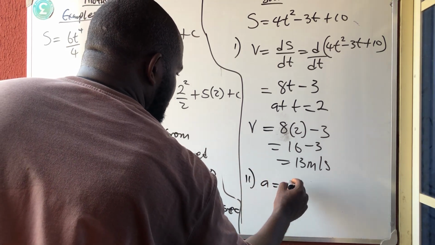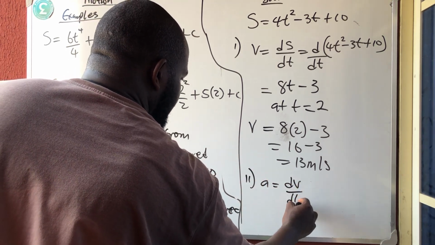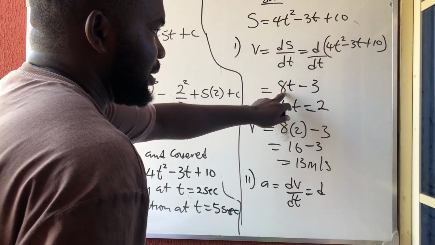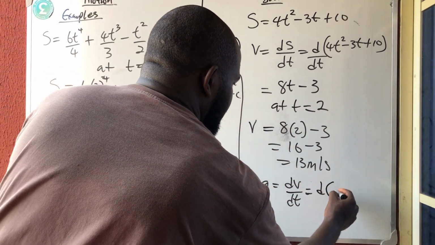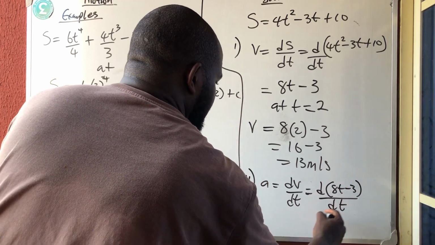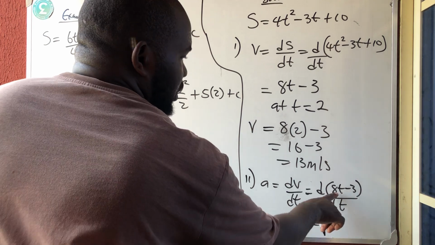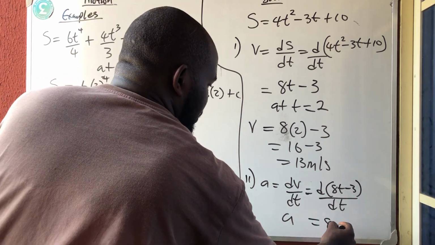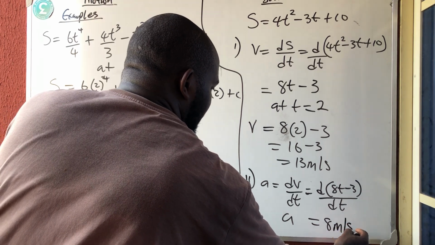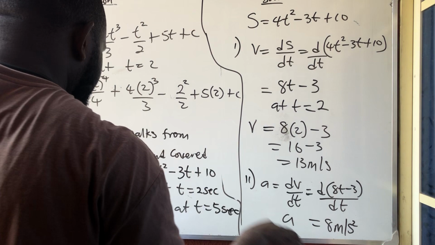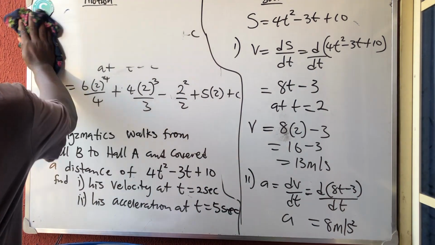The next thing they say we should find is the acceleration. I know the acceleration is dv over dt. I've gotten v as 8t minus 3, so I'll say d of 8t minus 3 all over dt is equal to acceleration. Differentiate 8t, I'm having 8. Differentiate minus 3 is 0. So my answer is simply 8 meter per second square. You see, as simple as that. So let's continue solving more questions.